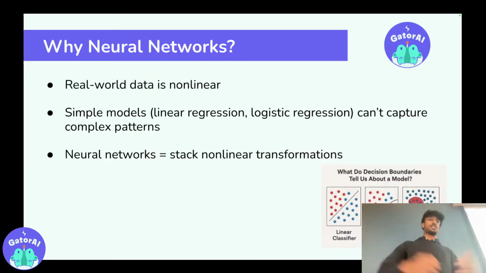Let me ask you guys a question. If I give you points shaped like a spiral, do you think a straight line could separate them perfectly? Yeah, exactly. That's why you need neural networks to bend and twist the data to fit it.